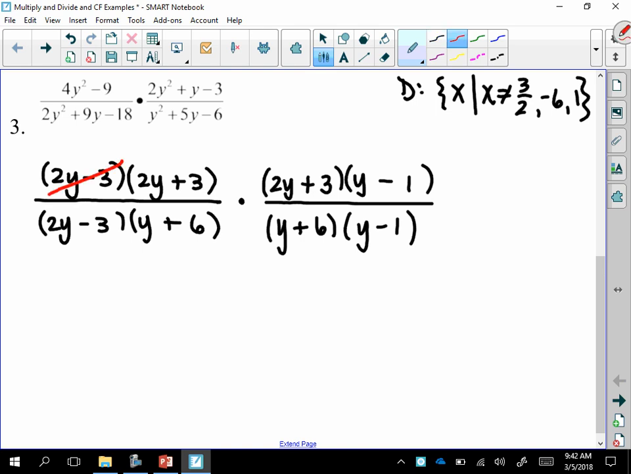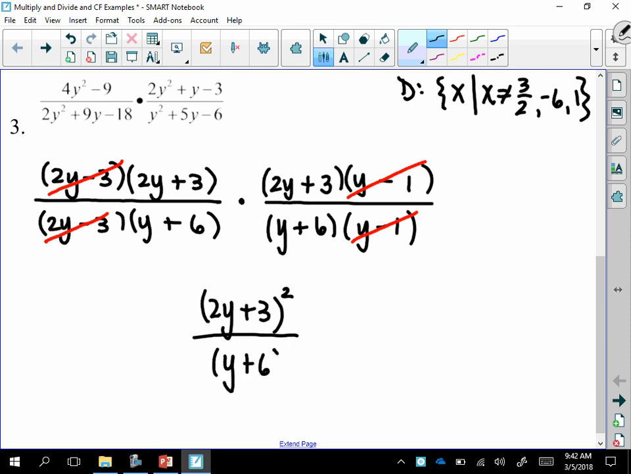So the 2y minus 3's will cancel, one's the numerator, one's the denominator. The y minus 1's will cancel. And that's it. So what we're left with is 2y plus 3 squared over y plus 6 squared. That would be our simplified expression. So you don't have to, no, I would, I take that in that factor form.